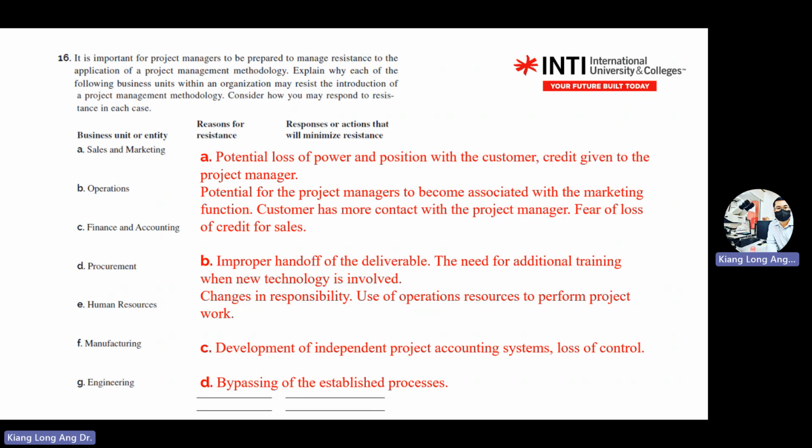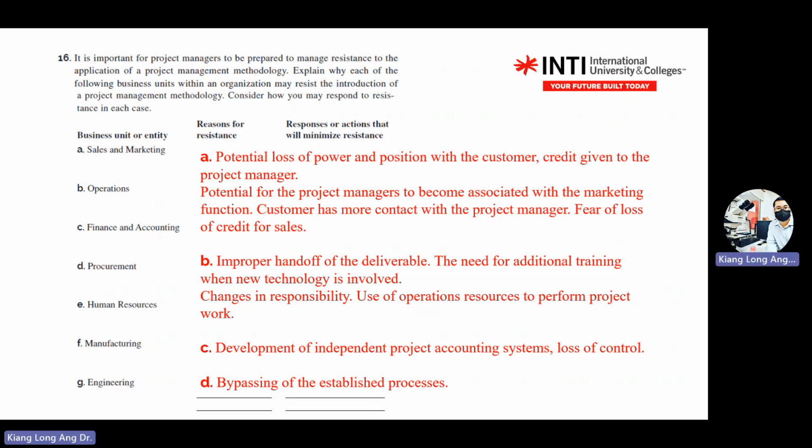You communicate well that actually you are not there to steal their KPI, because the KPI of sales and marketing is quite direct: how many sales they bring in. And for the project manager, the gauge of your KPI is the success of the projects. So your KPI is a bit different from sales and marketing. So you need to communicate.